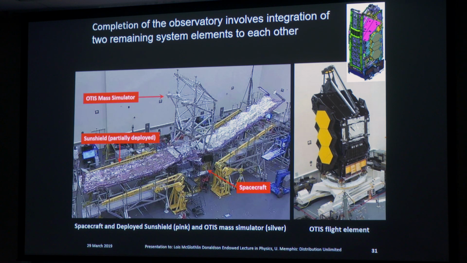This is what the clean room looked like out at Northrop Grumman, a month or so ago. This image is blurry because we're not allowed to show you an in-focus image. This is the actual flight sun shield. Everything pink here is actual flight stuff folded up into its pallet. It's partially deployed. This silver spidery thing is a mass simulator that's standing in for the JWST telescope.